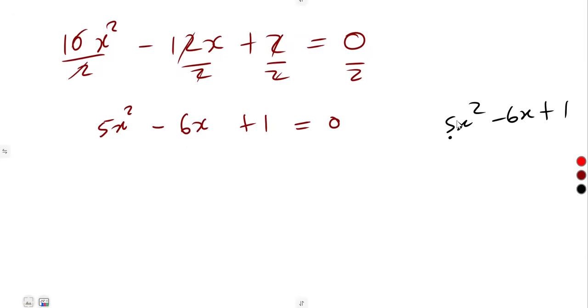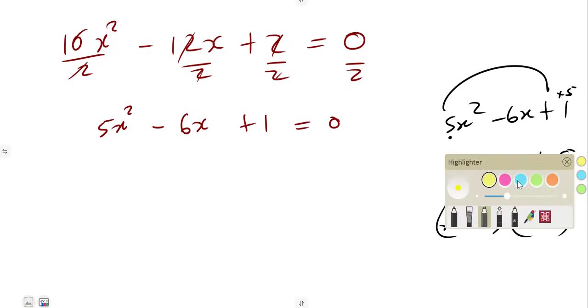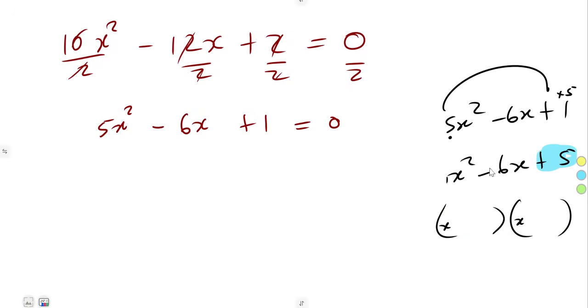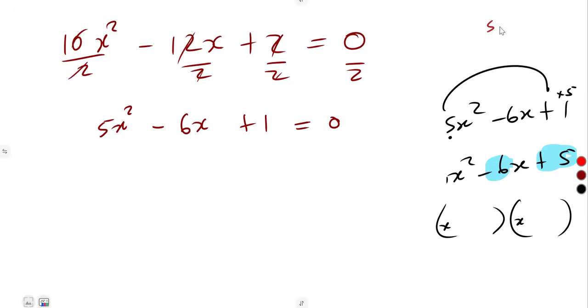All right, remove 5x squared, multiply to the constant 1. It's going to be x squared minus 6x plus 5. Then we can factorize. Here it's going to be x and x. So we need factors of 5 which will give us a negative 6. It's negative 5 and negative 1. You multiply this, you get positive 5. You add, you get a negative 6. So that's minus 5 minus 1.